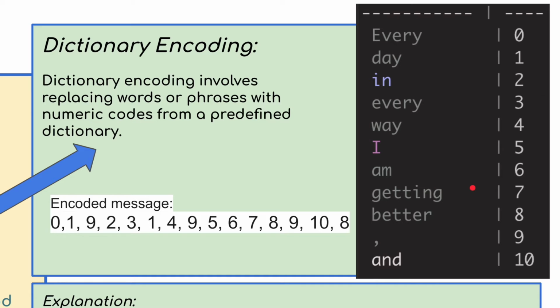So dictionary encoding involves replacing words or phrases with a numeric code from a predefined dictionary. I've created a little dictionary here with 11 different values. So every has a value with a capital E, day as a value, in, every, way, value 5, am 6, getting better, comma, and as a value of 10. So all I need to do there, as long as I've got the dictionary linked to the phrase, is simply encode the message: 0 for every day, comma, 9 in every way.